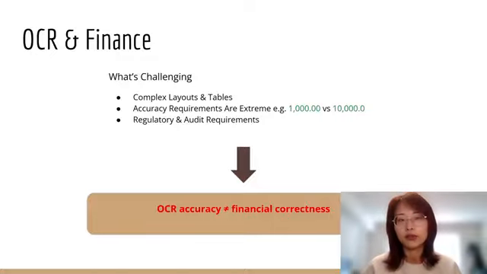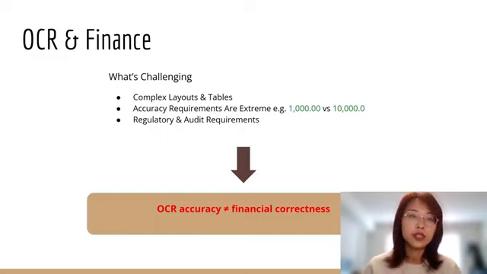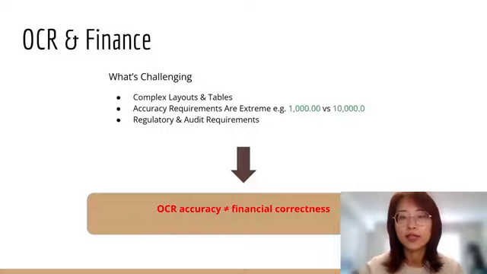So we are not looking for even 99% accuracy. We are looking for 100%, which is an extremely high accuracy requirement in finance. And it also ties to regulatory and audit requirements that we need to have those highly critical fields be absolutely correct. So with those challenges, we can conclude that the OCR accuracy that we generally define is not the same as financial correctness.